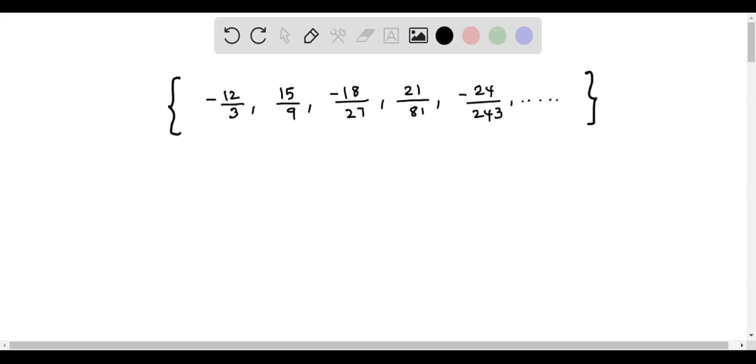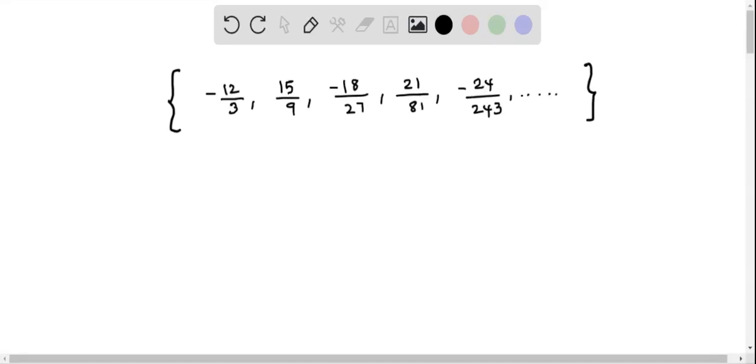We now write a formula for the general nth term of this sequence. We are given the first few terms of this sequence. So first, let's understand this sequence. Looking at the few terms, the first term is negative 12 thirds, the second term is 15 ninths, and the third term is negative 18 twenty-sevenths. And then the pattern continues.